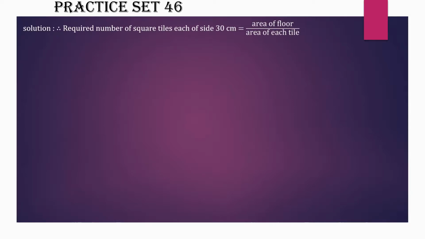Now the required number of square tiles, each of side 30 centimeters, is equal to the area of the floor divided by the area of each tile. So it will be 72 divided by 0.09, which will be equal to 72 into 100 upon 9, that is equal to 800. So the required number of square tiles each of side 30 centimeters is 800.